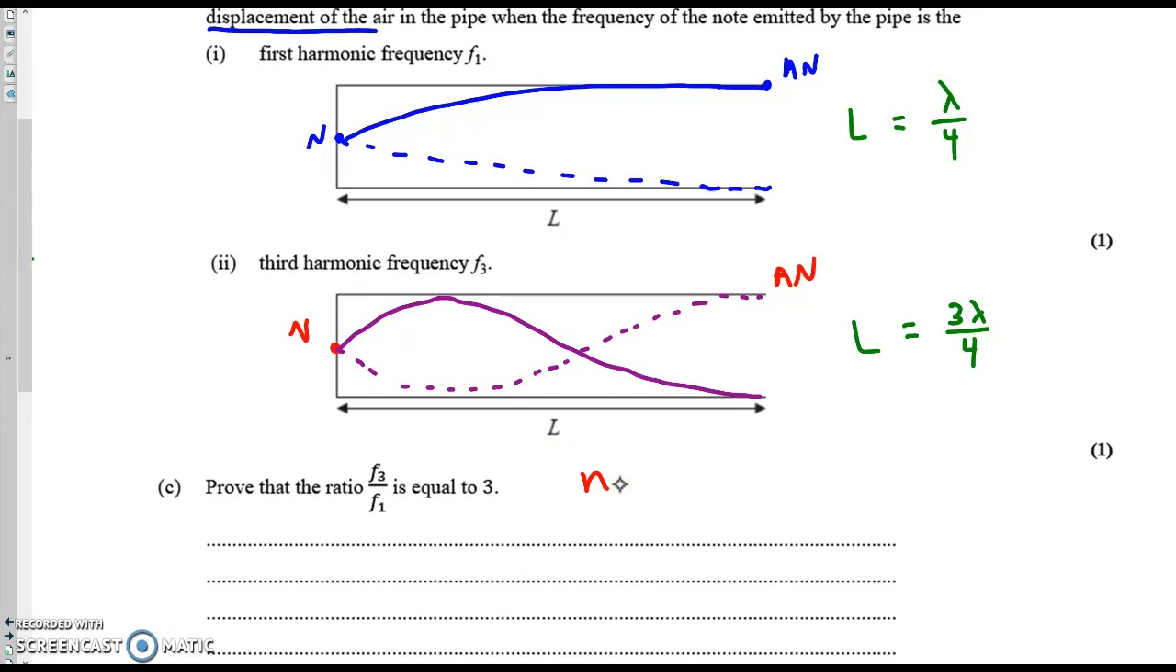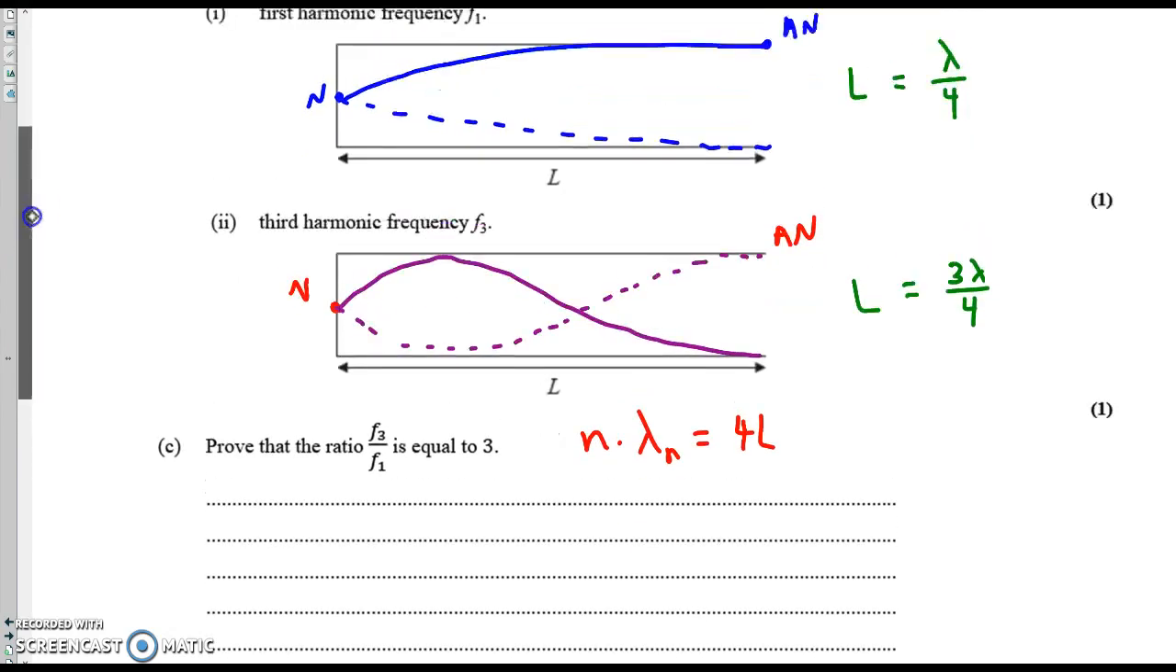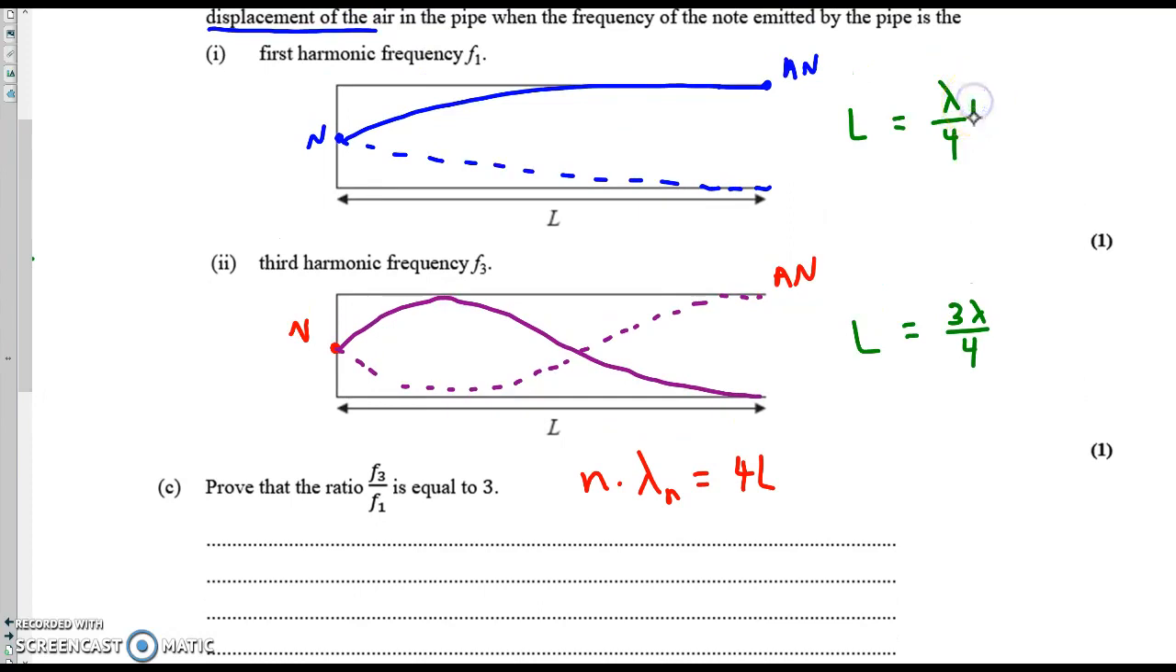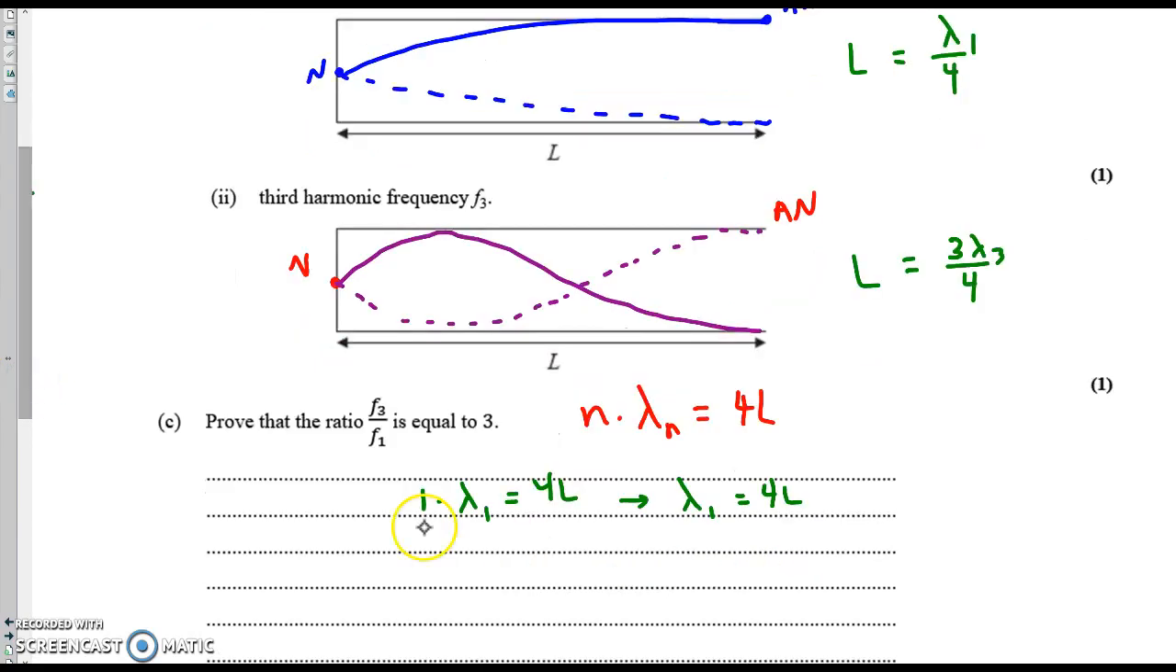If you don't want to go through this process, you can instead memorize the equation: N, the harmonic number, times lambda n is equal to 4L. For the first wavelength, I have 1 times lambda 1 equals 4L, or simply lambda 1 equals 4L. And for the third wavelength, I have 3 times lambda 3 equals 4L, or lambda 3 equals 4L over 3.